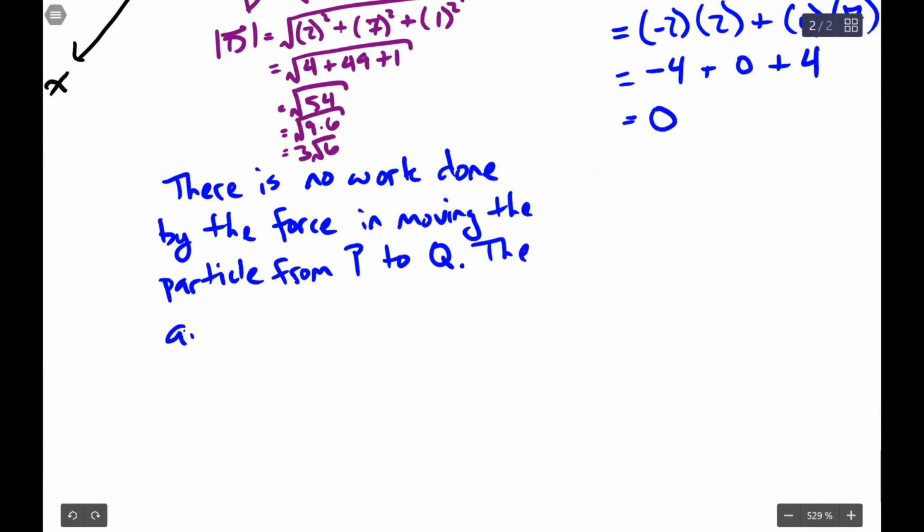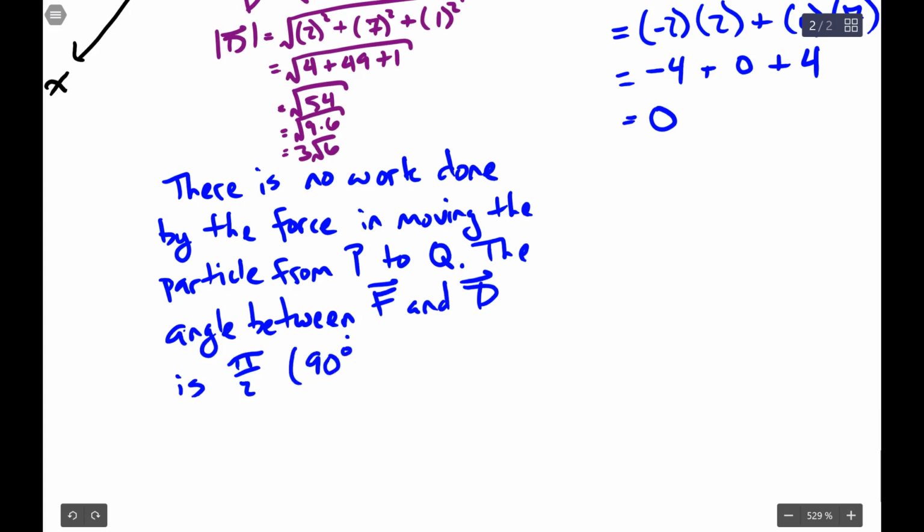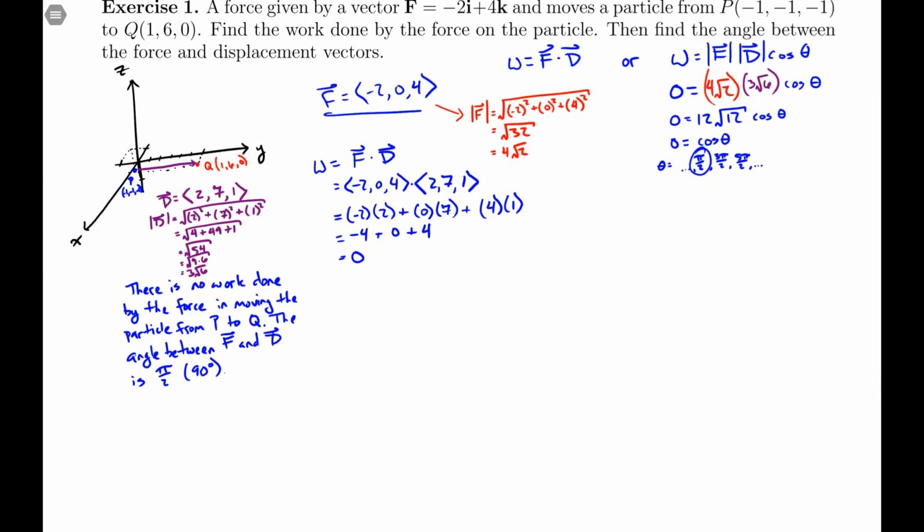The angle between F and D is pi over 2. Or if you want in degrees, that's 90 degrees. Alright, this is actually a pretty important observation. If we go back to our discussion about orthogonal, then we actually know that the dot product of two vectors that are orthogonal is 0. So this says that these two vectors are orthogonal. The force vector and the displacement vector are orthogonal.